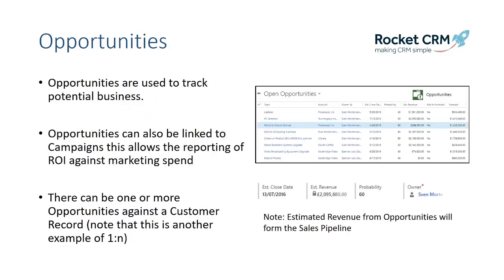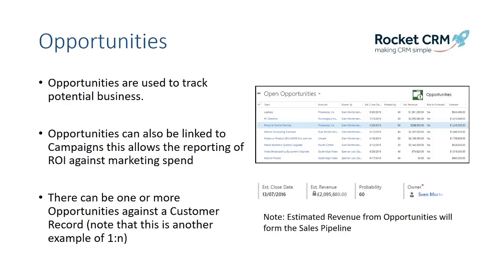So let's take a look at opportunities. What's an opportunity? Well, an opportunity is potential business against an account or a contact or both. So it's a piece of potential business. Opportunities can be linked to campaigns, which is very, very useful. And that's as simple as just populating a field on an opportunity. That's all you do to link it to a campaign. It's very simple to do.